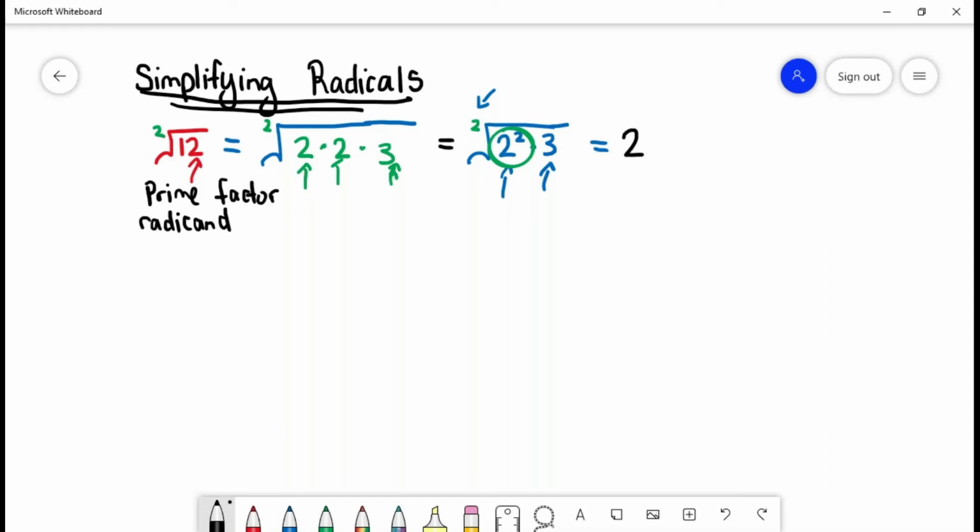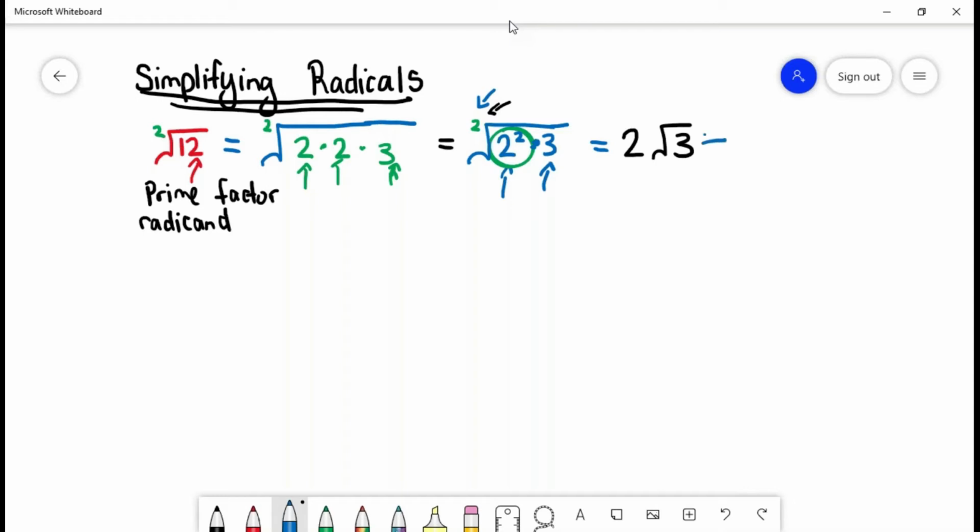So the solution would be 2 root 3. What I've essentially done here is, since I have a group of two 2s, and the root index here is 2 also, for every group of 2 numbers, one of those numbers exists on the outside of the radical. And since we only have one 3, we just keep the 3 as is, and we write the 3 inside the radical.